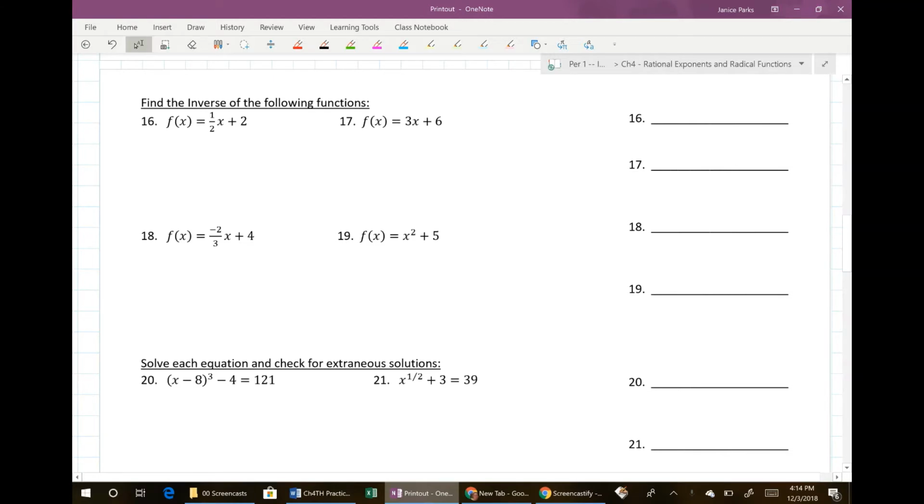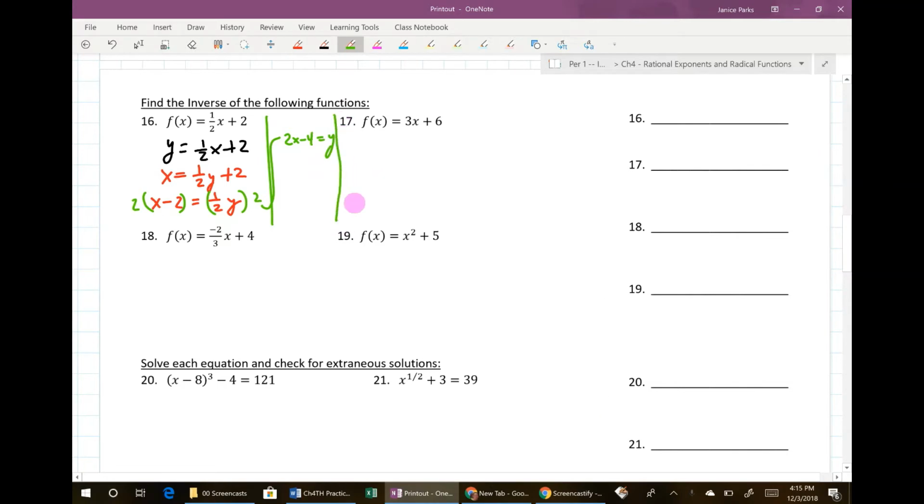To finish off the practice test for chapter 4, let me go over starting with number 16. To do the inverse, first you change the f of x into a y. Then you switch the x and the y. So you will get x equals 1/2 y plus 2. And then you solve for y. So subtract 2. And then you're going to get rid of the 1/2. You're going to multiply both sides by 2. So that'll give you 2x minus 4 is equal to y.